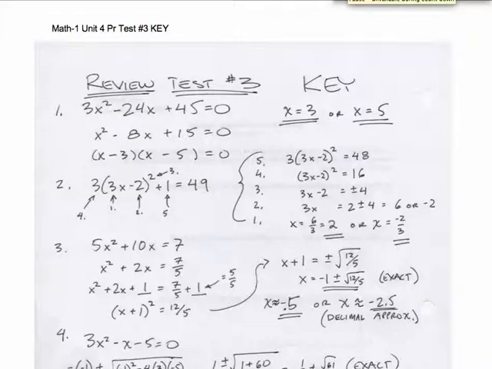Okay, here is the answer key for this last review test, review quiz, whatever you want to call it. I'll go through this fairly quickly since I've written out the answers. This is also posted on Moodle, by the way.